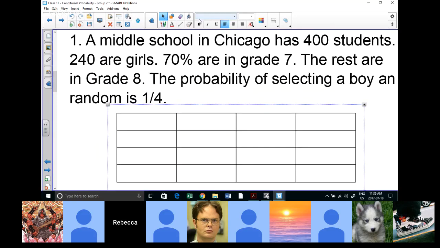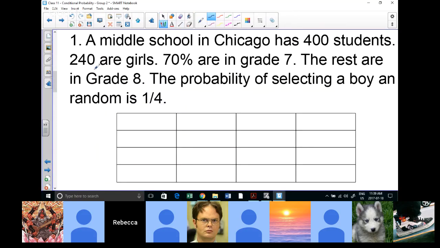A middle school in Chicago has 400 students. 240 are girls. 70% are in grade 7. The rest are in grade 8. Okay, so it's a contingency table-ish, yes. In the sense that you have one variable up here, you have the other variable this way, and you have different values. It's not a contingency table necessarily in the sense that you have totals and the variables are actually dependent on each other. So it looks the same, but the way we fill it out is different.